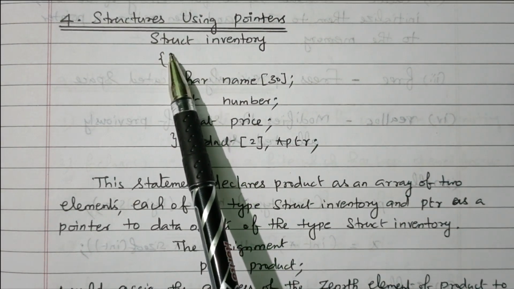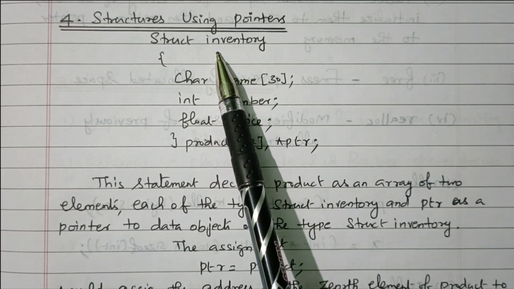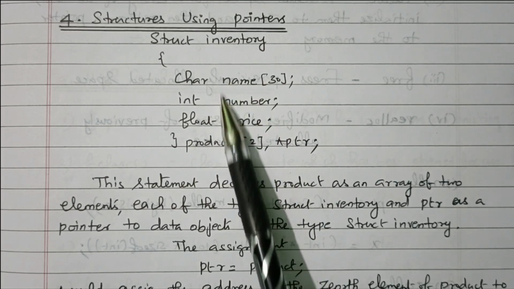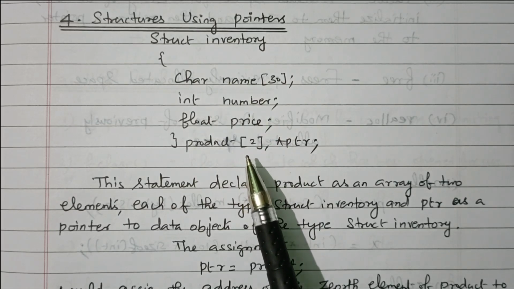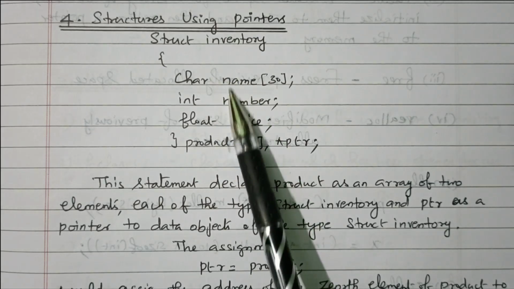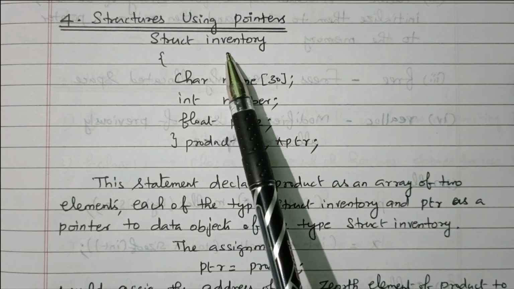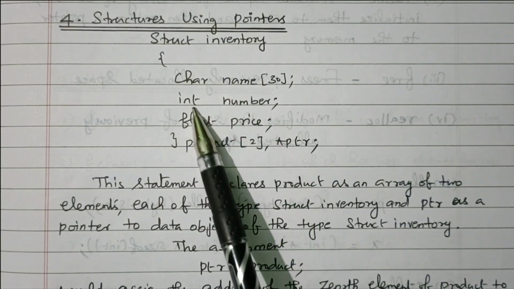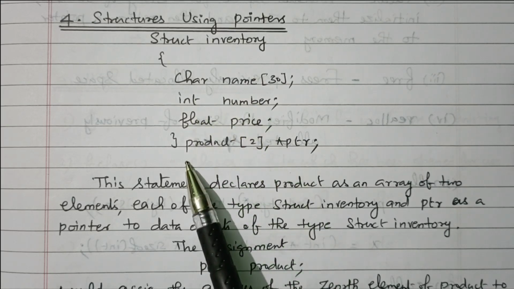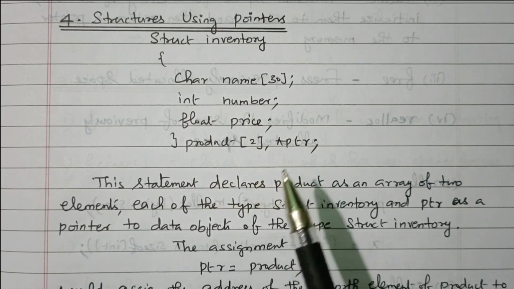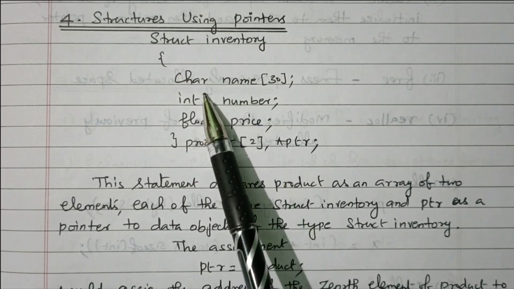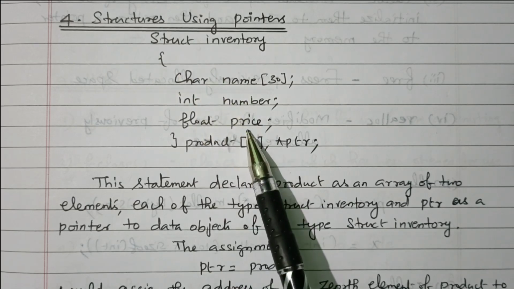struct, this is the keyword for creating the structure. The structure name is inventory. We know that structure is a set of different types of data that are related. Array is a set of same type of data. This is different type of data, related to each other, that is, related to inventory. Character name, integer number, float price, then product to star ptr, right? So these are the three variables available in the structure inventory: inventory name, inventory number, price.